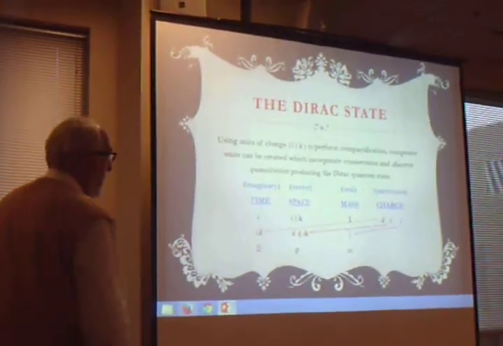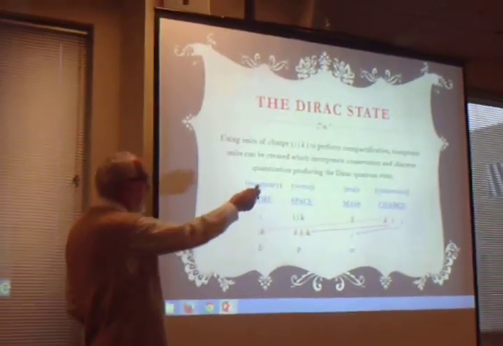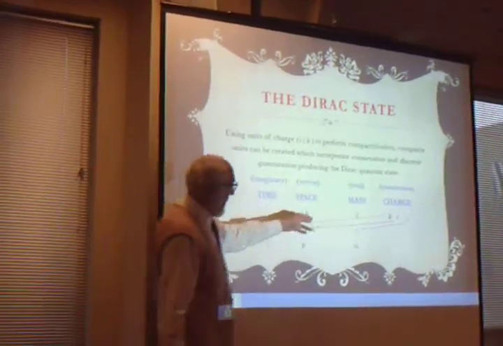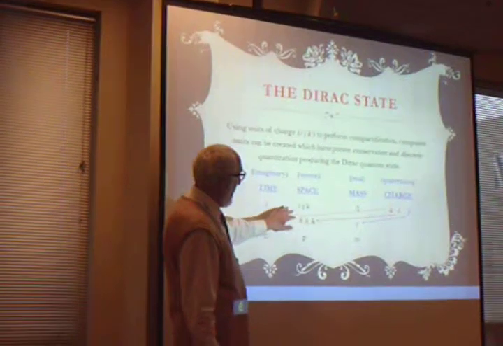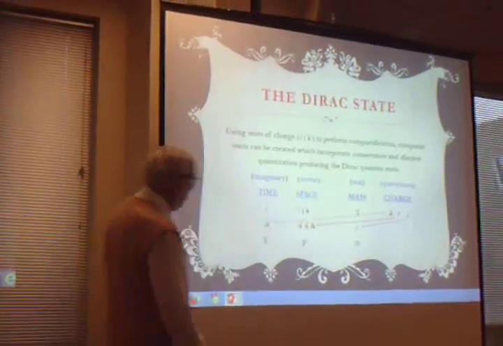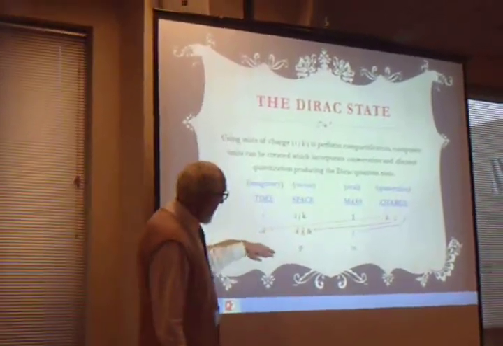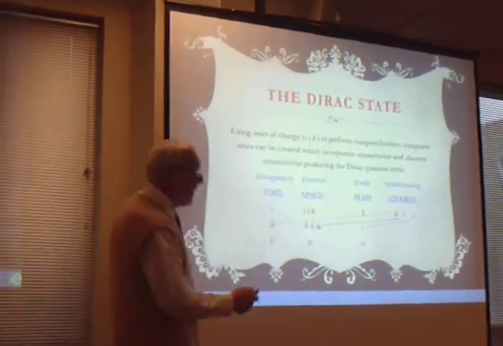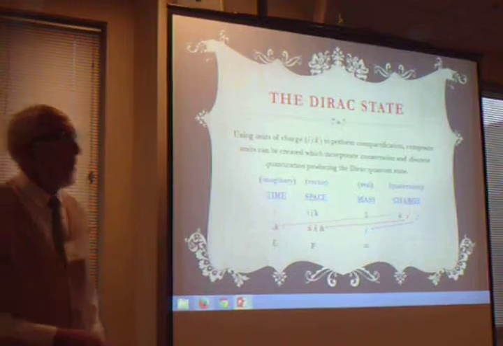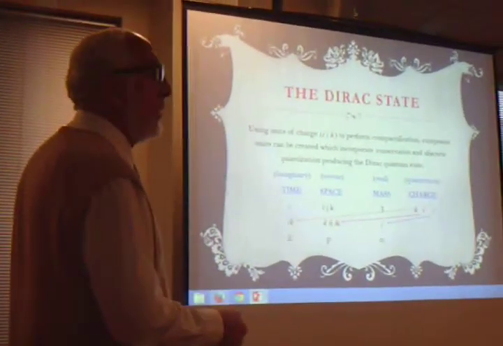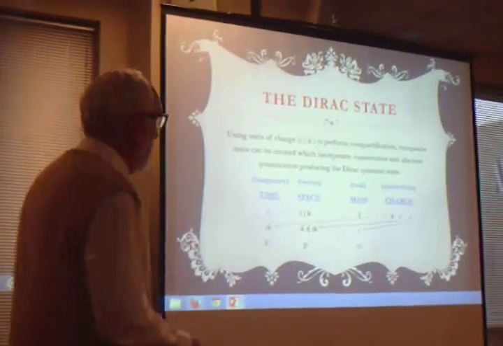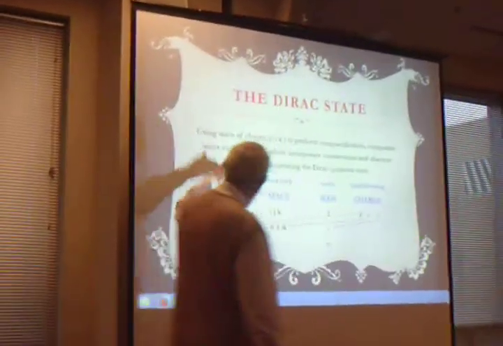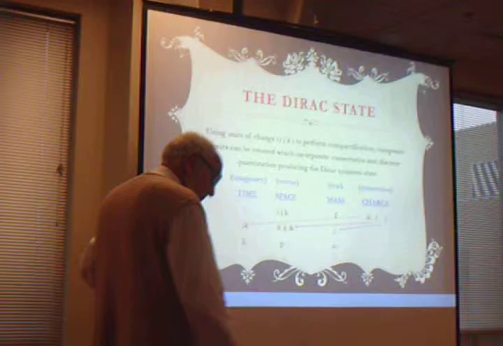So what is the Dirac state? Well, time, space, mass, and charge are associated with imaginary, real, vectors and quaternions. And using charge as the identity, then you can construct the Dirac equation. That's, I think, essentially what you selected these three parameters, associated them with.